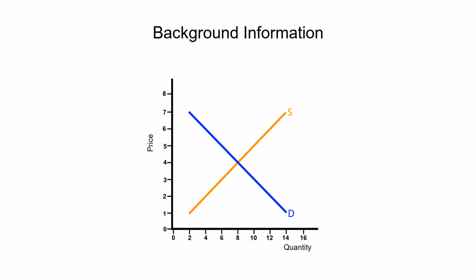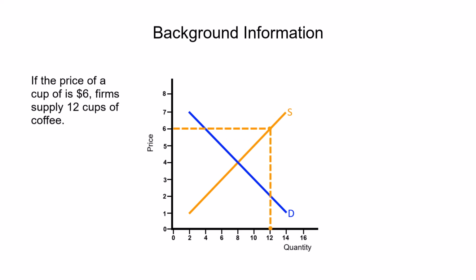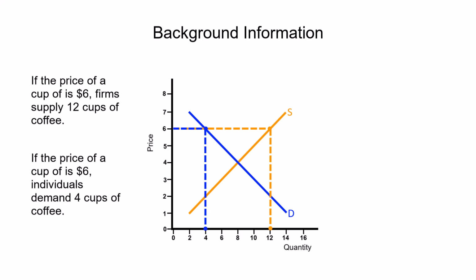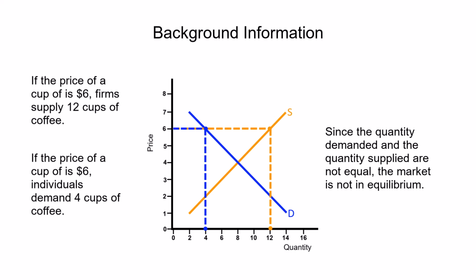If the price the firm is willing to accept for a cup of coffee is $6, it will supply 12 cups of coffee. However, if the cup of coffee is $6, consumers are only willing to purchase 4 cups of coffee. At a price of $6 per cup of coffee, the quantity supplied, 12 cups of coffee, is greater than the quantity demanded of 4 cups of coffee. Since the amount of coffee supplied by firms is greater than that demanded by consumers, the quantities are not equal. Therefore, the market is not in equilibrium.